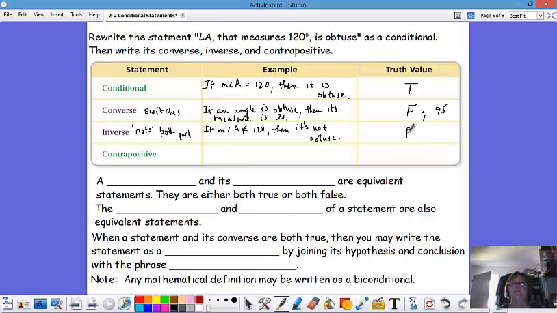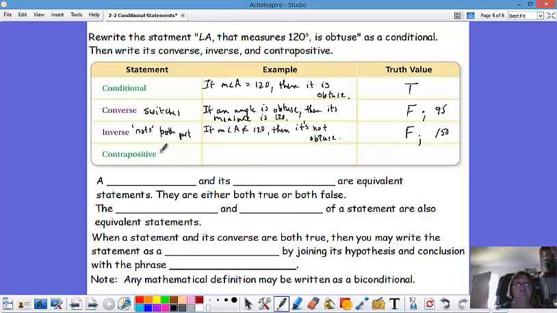Folks, that's going to be false. In fact, there are many angles whose measures are not 120 that are obtuse. One like maybe 150 could be an example of that. So a counterexample, there's an angle that's not 120, but it is obtuse. We satisfy this part, but not this. That makes it a false statement.